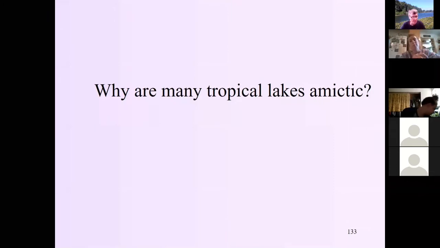So we got a lot of good answers. Yeah, the temperature doesn't vary very much over a year. So you expect things to stratify at some point because it's still going to be heating up more at the surface than the bottom because of the sun.